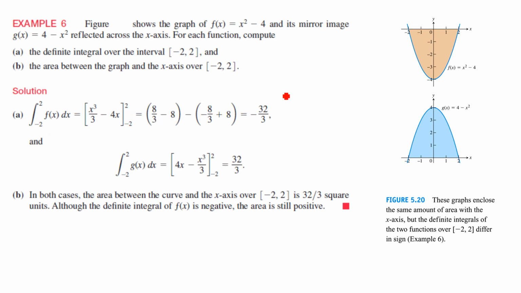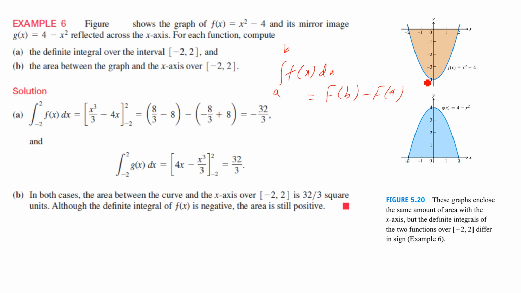This is the implementation of the fundamental theorem, part 2. By plugging in the limits, we have negative 32 over 3. Now, because f lies below the x-axis, the value is negative, and the integral from -2 to 2 of the function g(x), which lies above the x-axis, is positive 32 over 3.